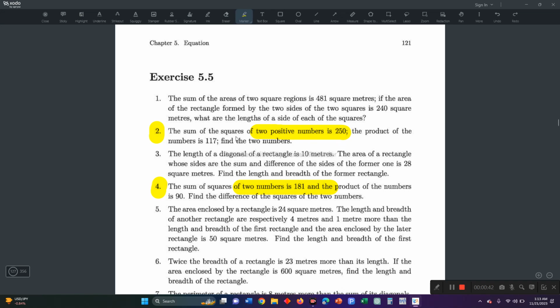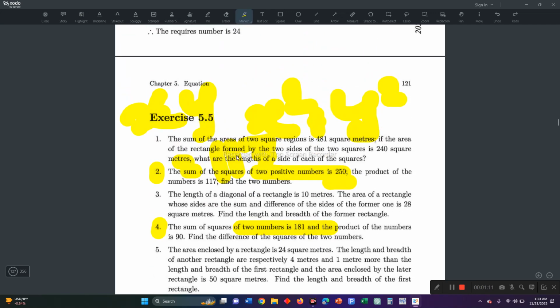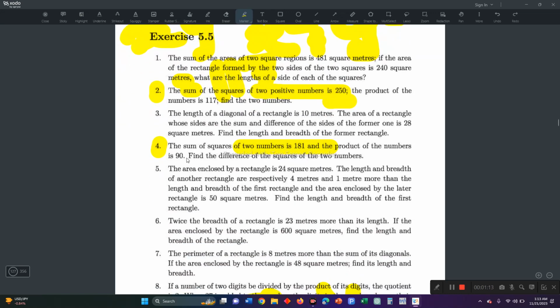So the sum of the squares of two positive numbers is 250. Let's take one positive number as x and another positive number as y. So the sum of squares of the two positive numbers, that means x square plus y square is equal to 250, and the product of the numbers is 117. That means xy equals 117.